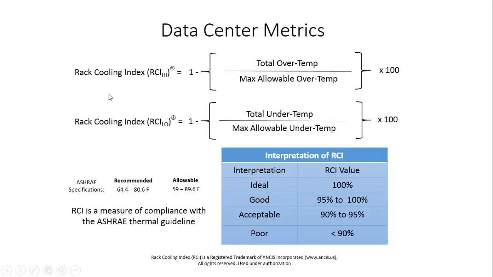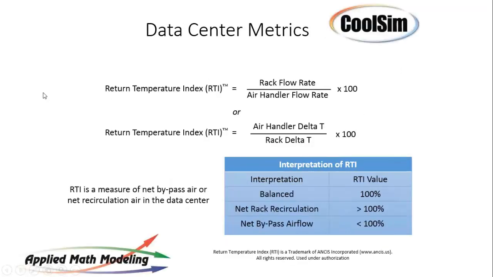This one is RCI. The other one is RTI, the Return Temperature Index. This is a ratio of what the racks need compared to what the air handlers are operating at. You want both of these metrics to be 100%. That's when it's balanced. But they do work sort of inversely, in an inverse relationship to one another.